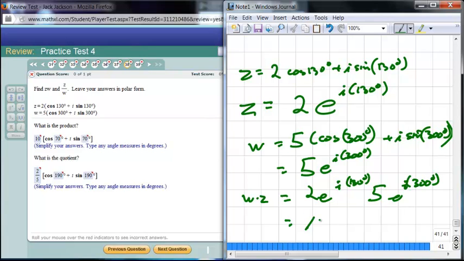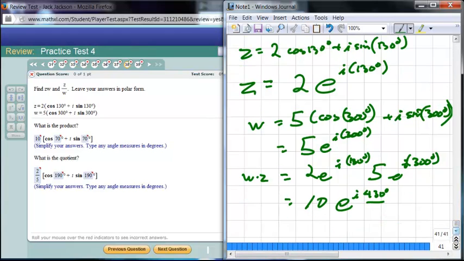And it works just like it looks like it would. We multiply the 2 and 5 to get 10, and we add the two angles to get 430. Wait a minute, this is 130 and 300. Yeah, 430. Okay, so that's the product, which means in this form 10, and then we get there it is at 430.